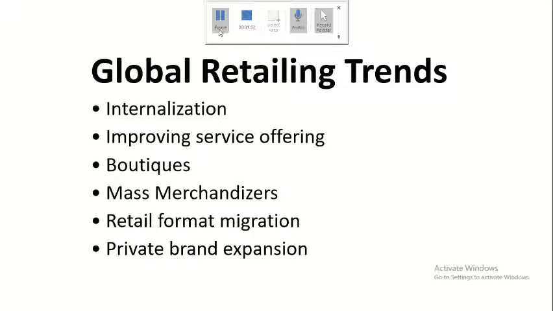And then retail format migration. There has been a massive transformation in the retailing sector due to the emergence of e-commerce. Therefore, it has become necessary for companies to adopt e-retailing for creating a global presence. And then the last one is private brand expansion. It has become an essential platform for private companies to introduce their products to consumers spread across the globe and also to gain global recognition.